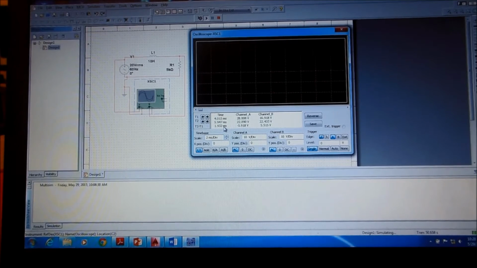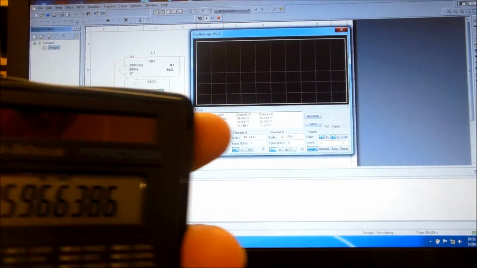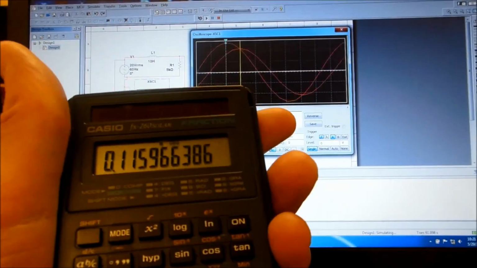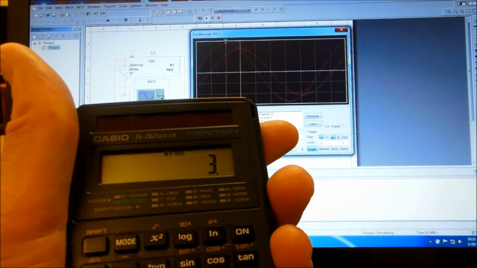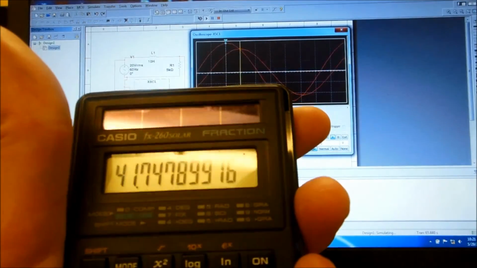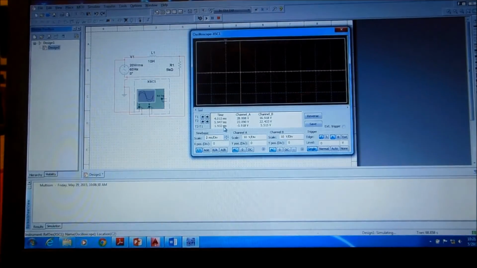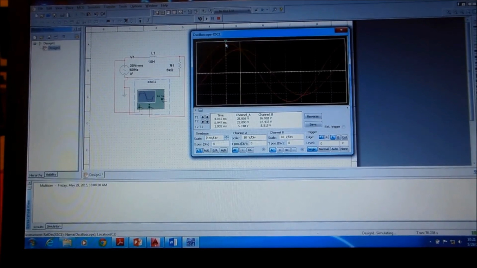And we have the same 60 hertz. So we're going to take that 1.932, we're going to divide it by 16.66, and that turns out to be 0.116. Then we see if we can get the calculator in here, times 360, and that equals 41.75. So the phase shift between the input to the output is going to be 41.75 degrees.